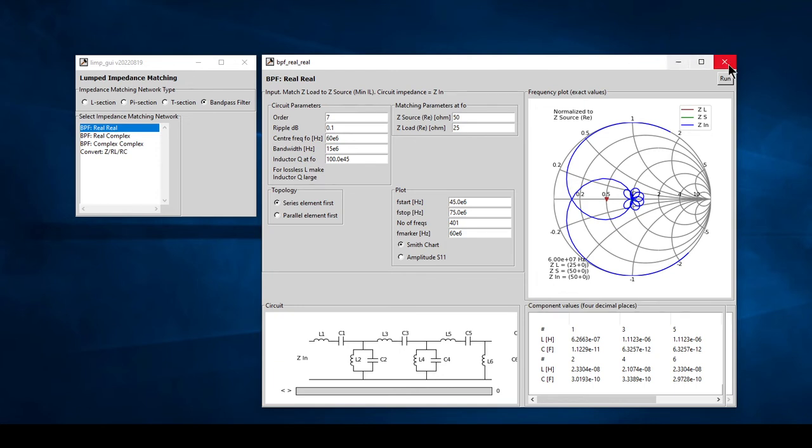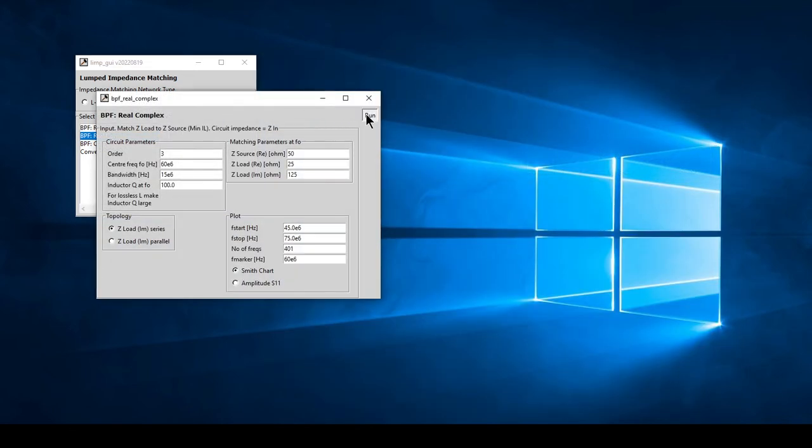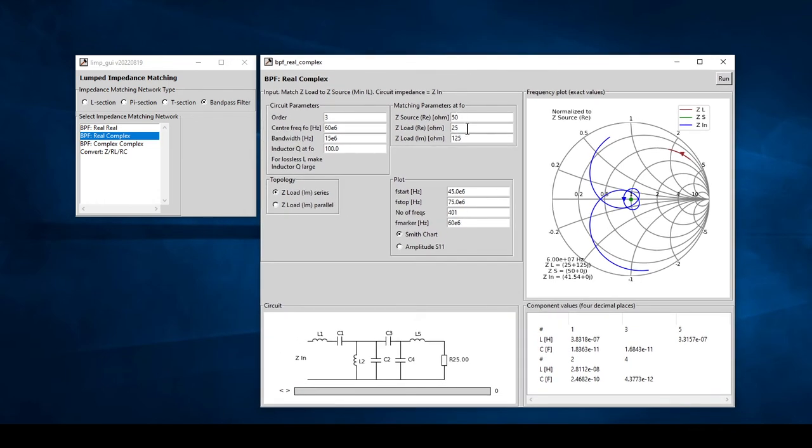Right, so that was a real matching, real to real. Let's look at real to complex. So in this case we have a real source but a complex load, and the complex load can either be in series or in parallel.